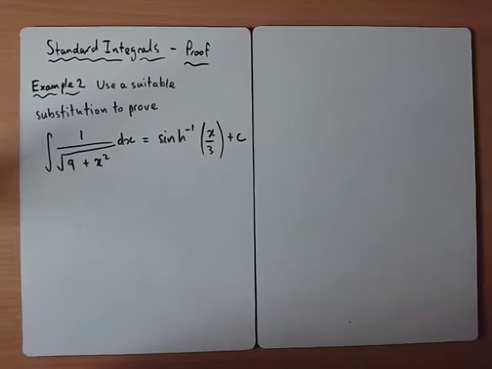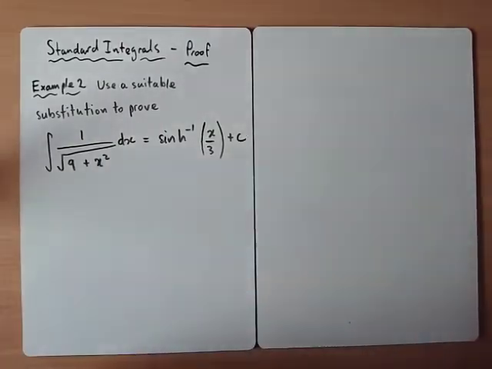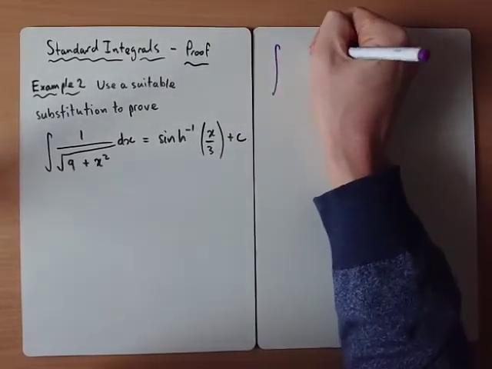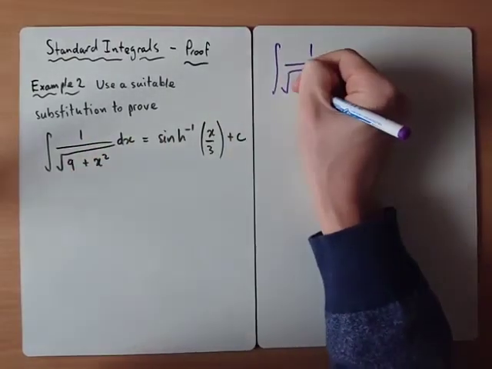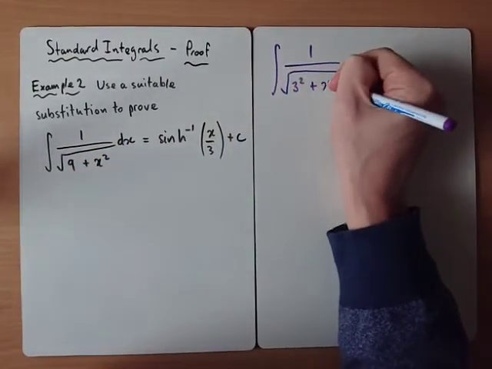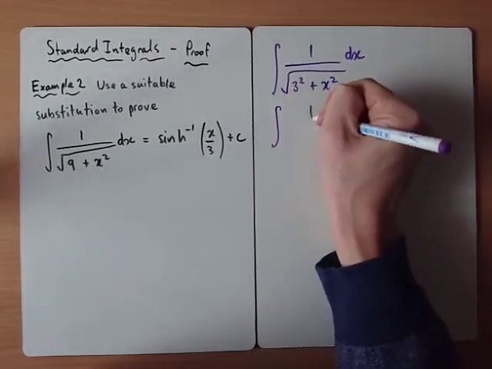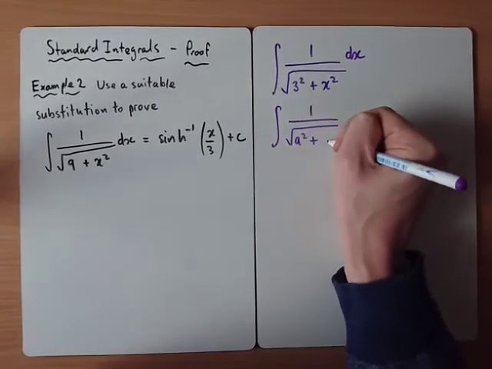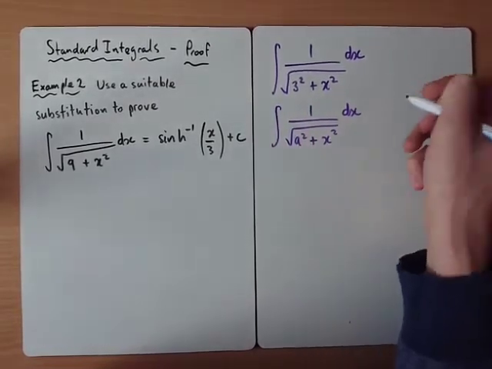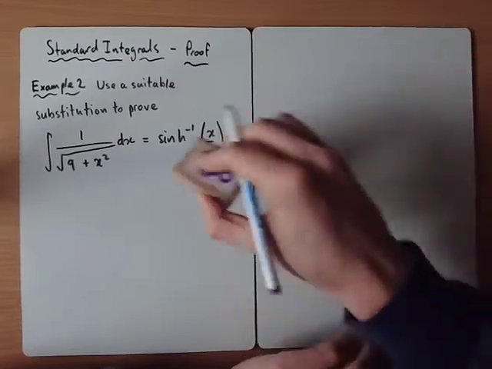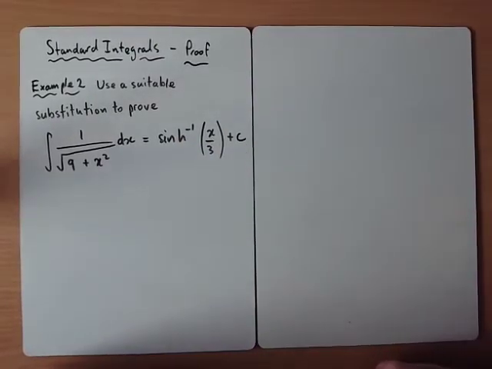Example 2 says, use a suitable substitution to prove this result. Okay, so we're going to be doing the integral of 1 over the square root of 9 plus x squared. Probably worth having one idea in the formula booklet. To me, this looks like the integral of 1 over the square root of 9, which is 3 squared, plus x squared dx. So I'm thinking about the integral of 1 over the square root of a squared plus x squared dx. Now, clearly, I can't just use the result that's given in the formula, we'd end up just writing the answer down, essentially, wouldn't we? We need to prove this by choosing a substitution.